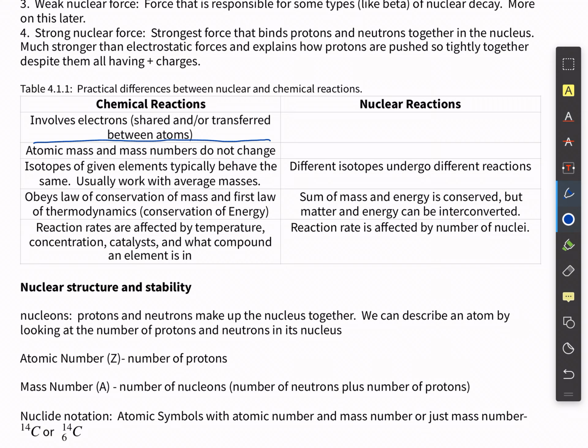And as we've seen in the previous chapter, our reaction rates are affected by a lot of different variables: temperature, concentration, catalysts, etc. Whereas in nuclear reactions, the rates are going to be dependent only on how many nuclei we have.